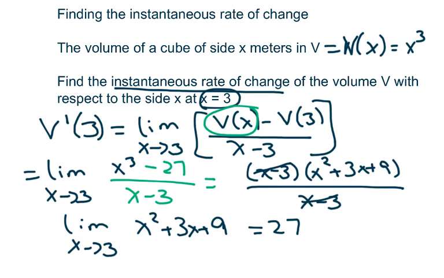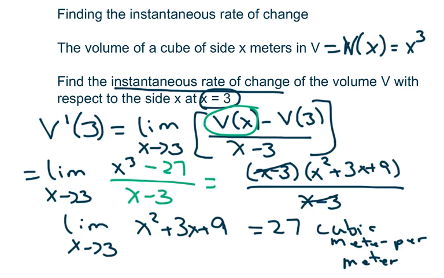So at the instant x equals 3 meters, the volume of the cube is increasing at a rate of 27 cubic, write this down, cubic meters per meter.